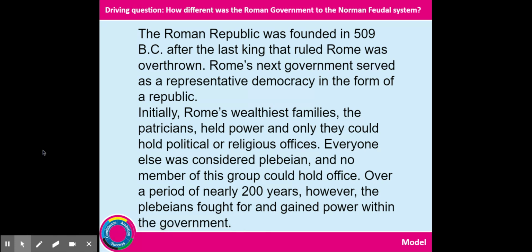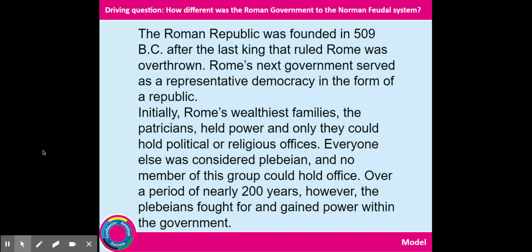Brilliant. First, we are going to look at how the Romans were governed. The Roman Republic was founded in 509 BC, after the last king that ruled Rome was overthrown. Rome's next government served as a representative democracy in the form of a republic.